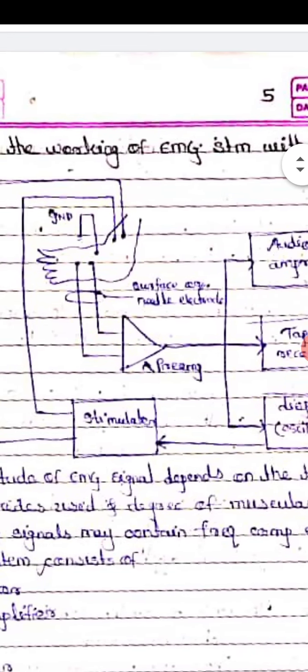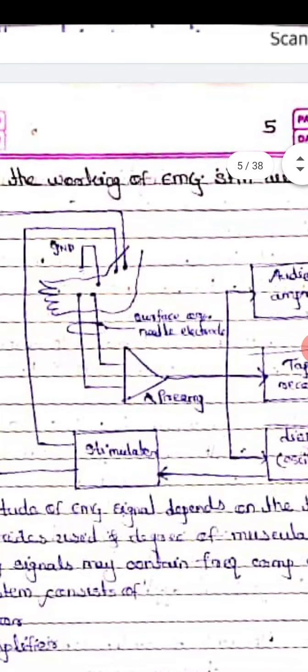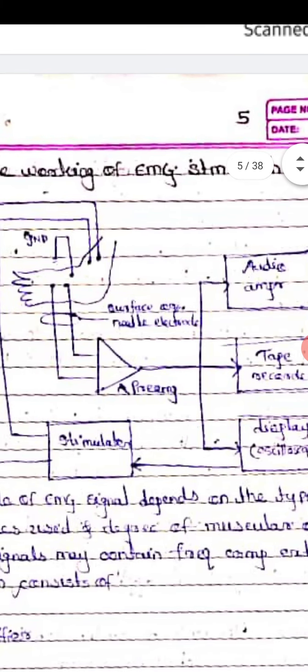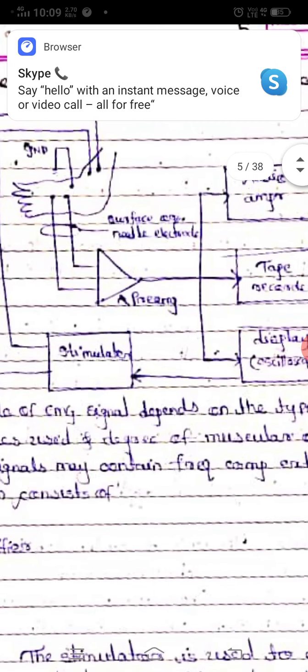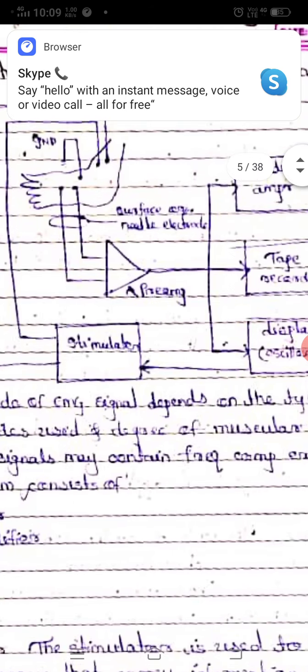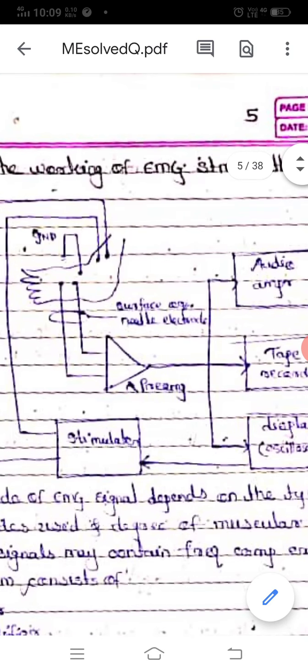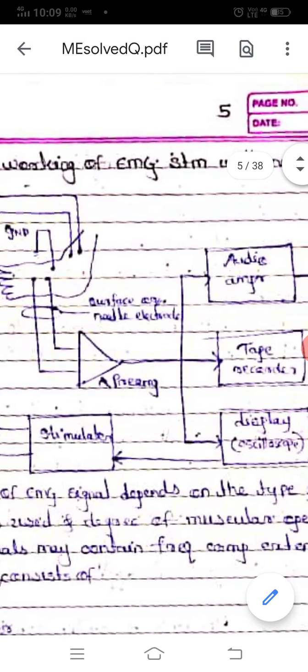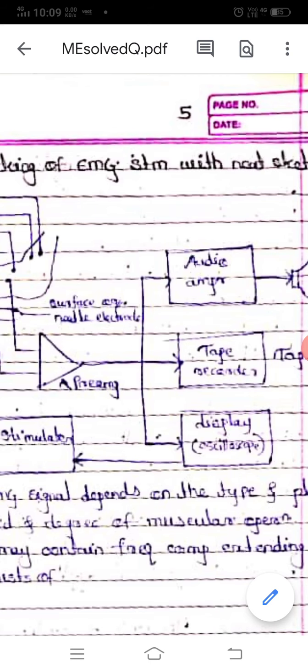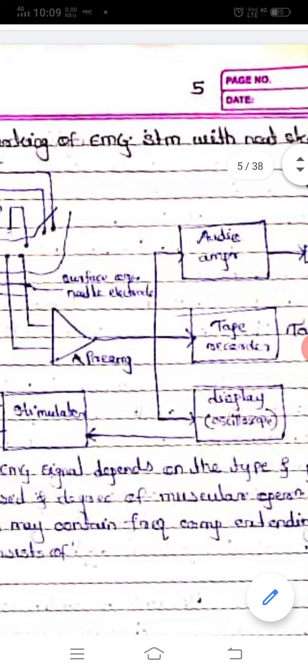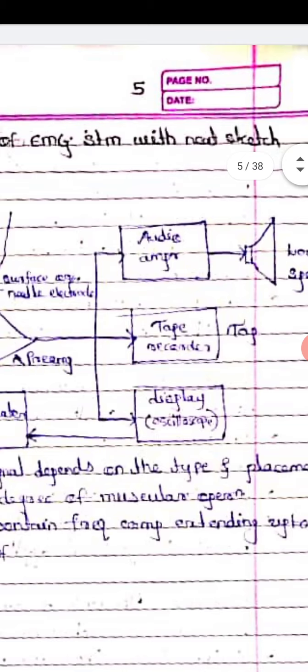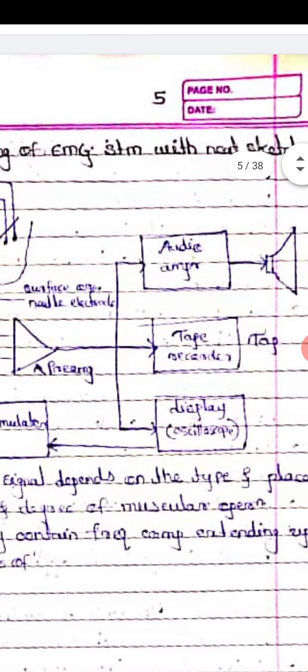Next is the filter. Usually EMG signals are considered up to 10 kilohertz. So to get the band of frequencies, they use filters. In the filters, they use a high pass filter and a low pass filter to get the pass band. So from 0 hertz up to 10 kilohertz, we get the band using the filters. Then it is given to a number of output devices, maybe recorders or a display unit.